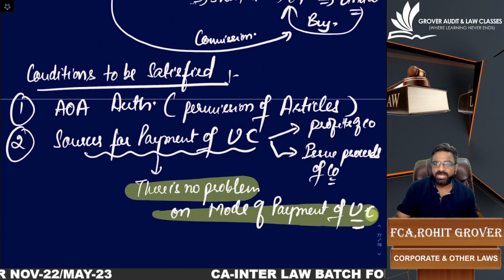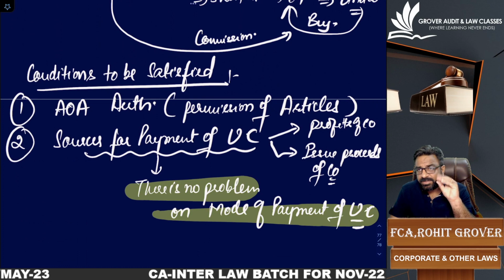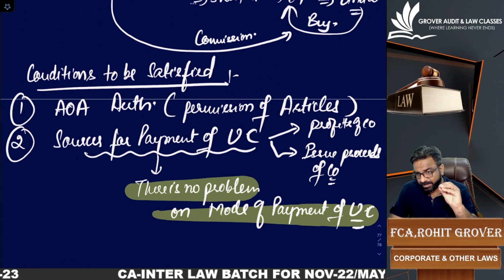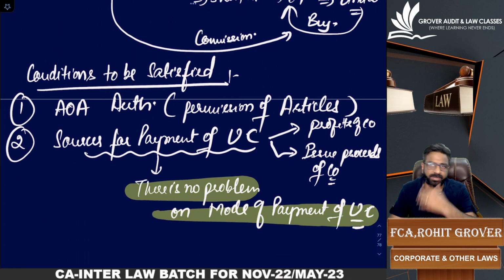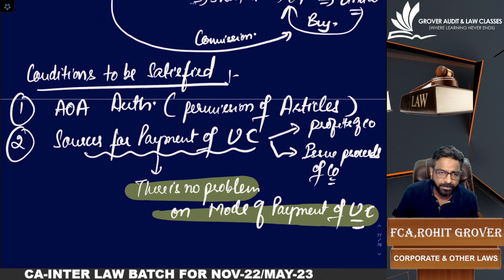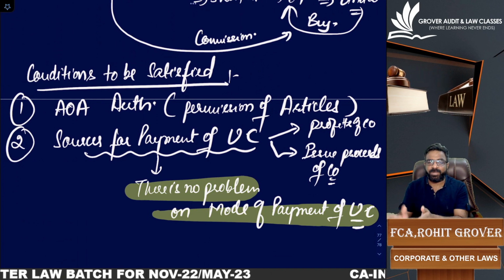So many times this question has been asked. The company has given 5 flats of 40 lakhs each, that is 2 crores worth of flats, to the underwriters as underwriting commission. Is there any problem? No. So there is no problem on the mode of payment of underwriting commission.